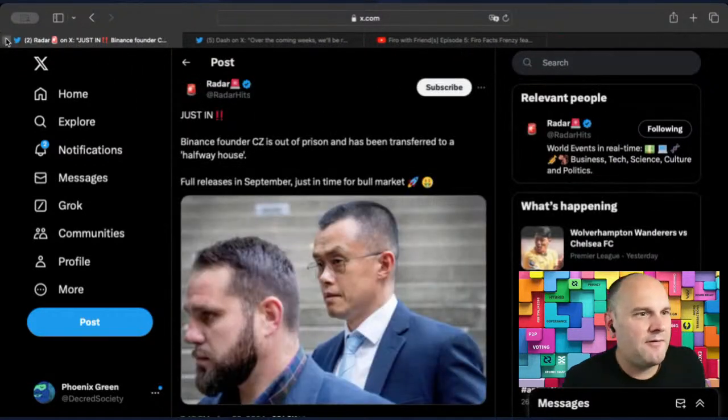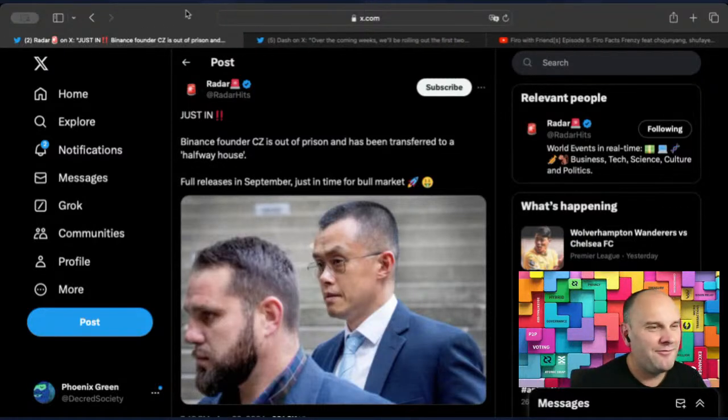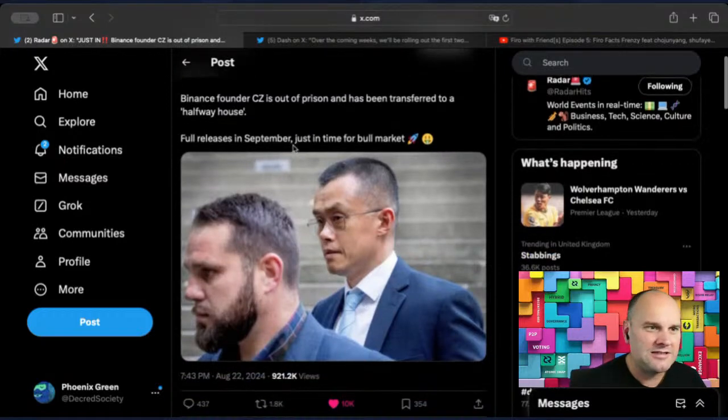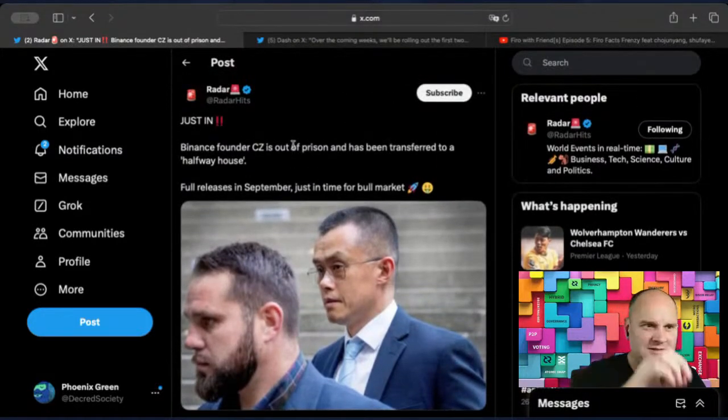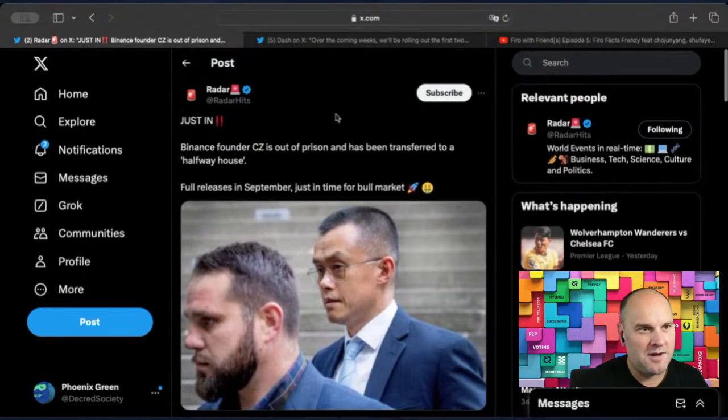What else has been happening in the news? So CZ is out of prison after paying two billion or something in fines for money laundering. I think he served something like 4 months or something like that. But he is now out of prison. So maybe we might be hearing a bit more from him in the future.